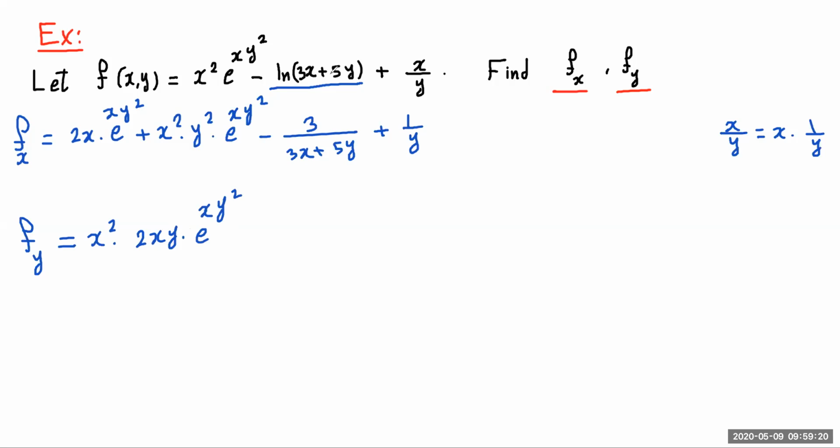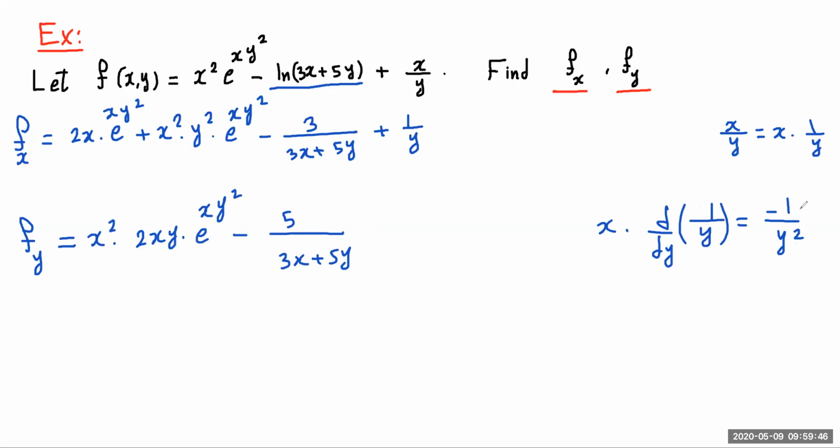Now the derivative of ln(3x plus 5y). So I have minus here 5, the derivative of 5y. The derivative of 3x is 0, over 3x plus 5y. Then what is the derivative of 1 over y with respect to y? The derivative with respect to y is minus 1 over y power 2. So if I multiply by x, I can put x outside, so minus x over y power 2.